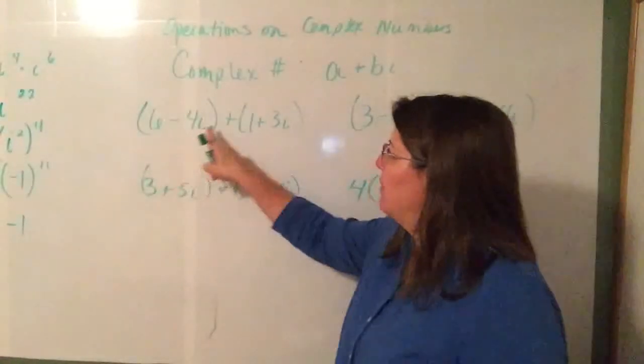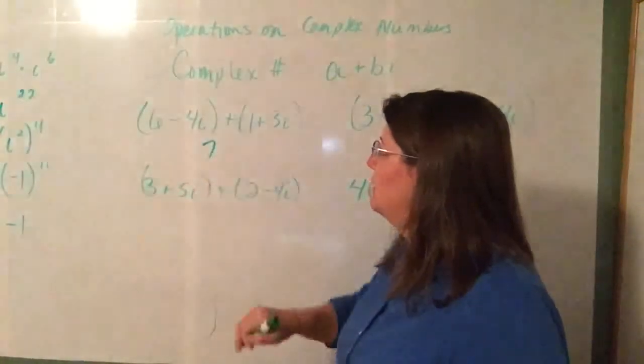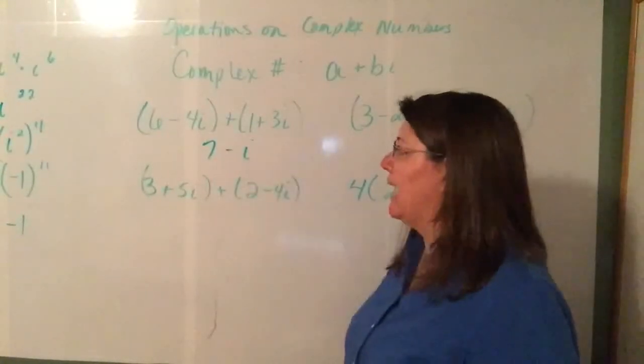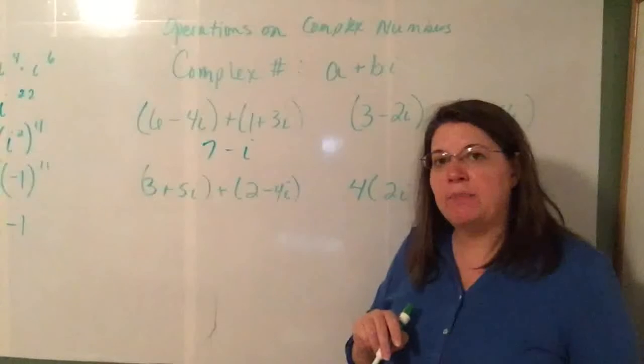So we've got 6 plus 1, which is 7. Negative 4i plus 3i would be negative 1i. So the answer to that is just 7 minus i.